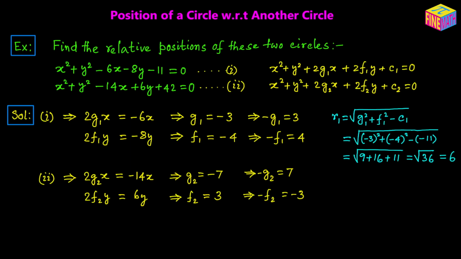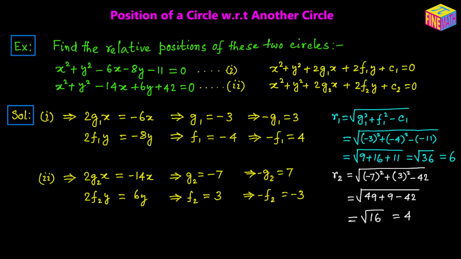And let's also calculate the radius of the second circle. R sub 2 is equal to square root of negative 7 whole squared plus 3 squared minus 42, and that is equal to square root of 49 plus 9 minus 42, which is equal to square root of 16, and that is equal to 4. We are going to take the positive value here because we are talking about the radius of a circle. We cannot take the negative value, we should take the positive value. So the radius of the second circle turns out to be 4 unit.